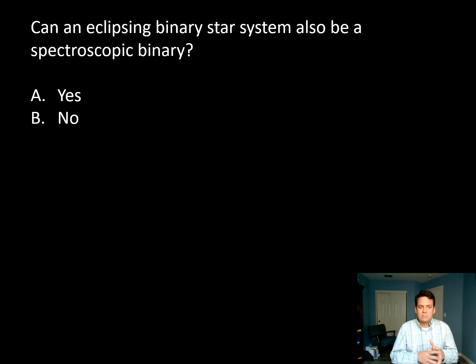I told you that it was possible to be both an eclipsing binary star system and a visual binary star system. But pause for a little bit and think, is it possible to be an eclipsing binary star system and also be a spectroscopic binary? So I'll pause and let you ponder for a little bit.